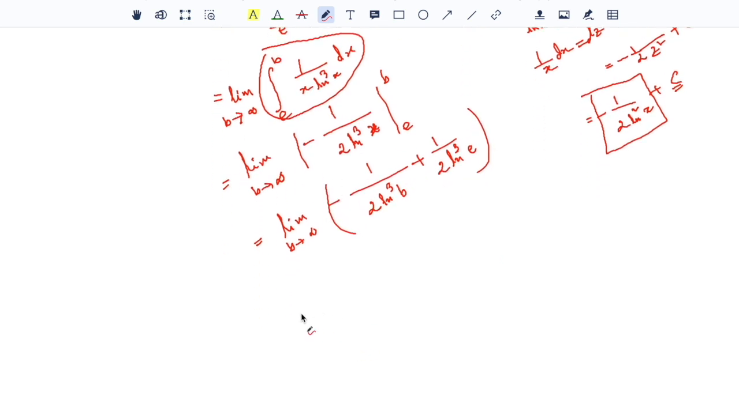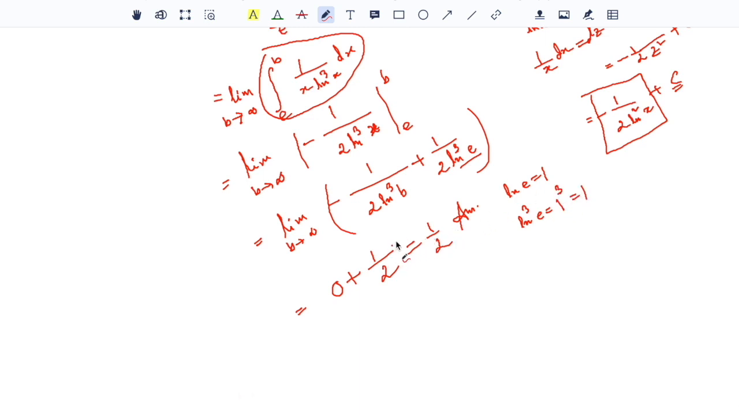Now we can put the limit formally, b tends to infinity. If I put infinity here for b, it will be ln infinity, and we know ln infinity equals infinity, and 1 by infinity equals 0, plus ln e equal to 1, cube 1, so this one will be 1 half, and the result will be 1 half. This is the answer of this integral. Since ln e equals 1, ln cube e will be equal to 1 cube, which is equal to 1.